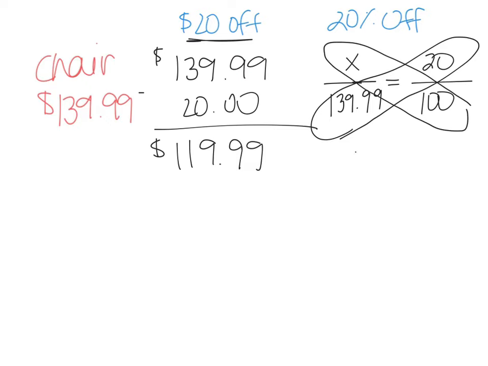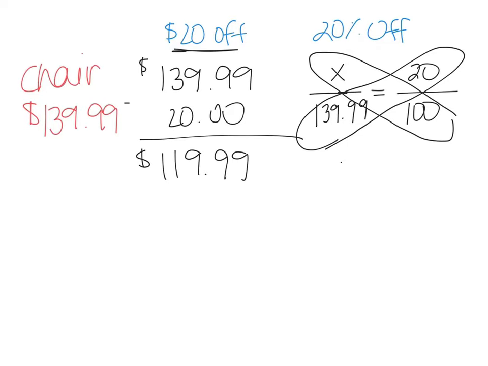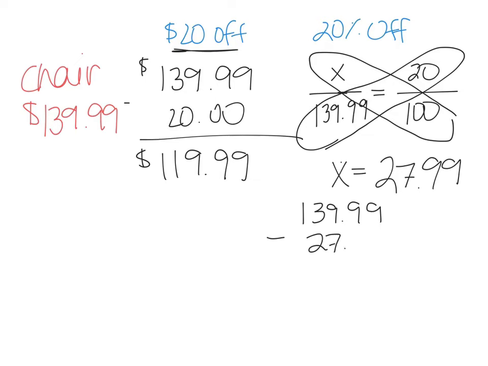So going back to what I know about proportions, I'm going to solve using the cross product method. And when I ended up solving this, I got that the amount would be $27.99. Now, if this is a $139.99 item, 20% off, and I get $27.99, does that mean that I'm paying $27? No. What that means is that I'm now saving that money.